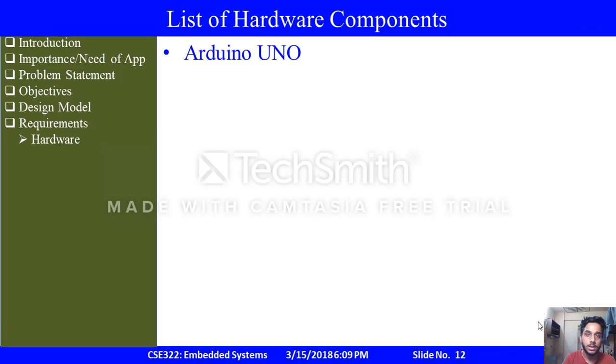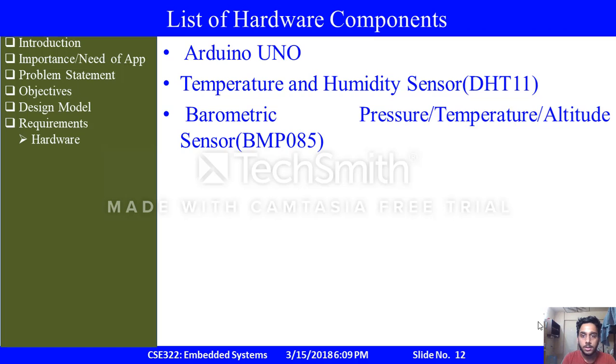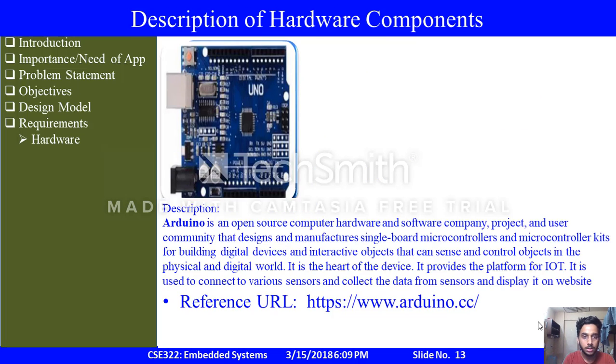So this is the list of our hardware components. Firstly, we have used Arduino UNO, temperature and humidity sensor, that is DHT11, barometric pressure, temperature, altitude sensor BMP085, LDR light dependent resistor, raindrop sensor, Ethernet shield, breadboard.